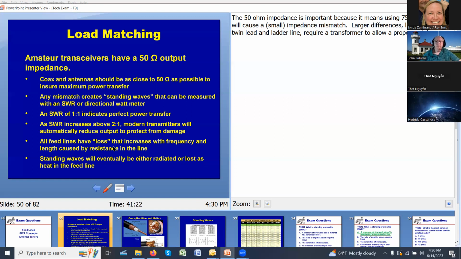All feed lines have a certain amount of loss from resistance through the system. And standing waves will eventually either be radiated or lost as heat in the feed line. That energy has to go somewhere. It gets reflected back. It's either going to have to radiate out on your feed line somehow, or it's going to generate heat. Somehow that energy has to be dissipated when it's transmitted into an antenna system.